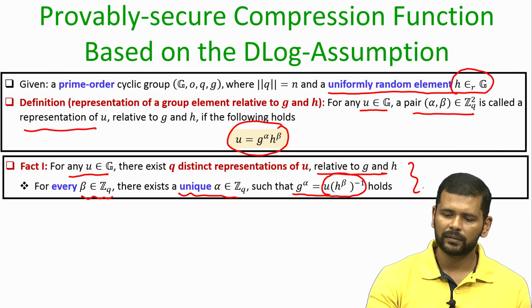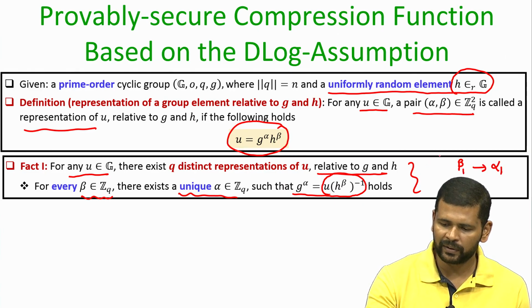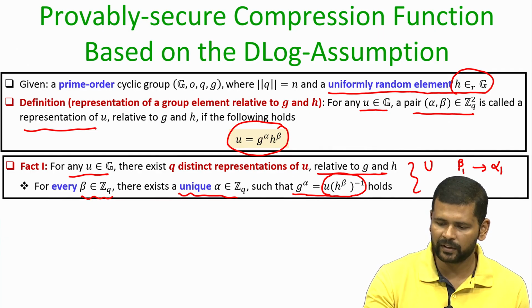And that is why for one beta you will obtain a corresponding alpha 1, such that (alpha 1, beta 1) will be a representation of u. In the same way, if you fix another beta, say beta 2, that will imply another alpha 2 such that (alpha 2, beta 2) is a representation of the same element u, and so on.